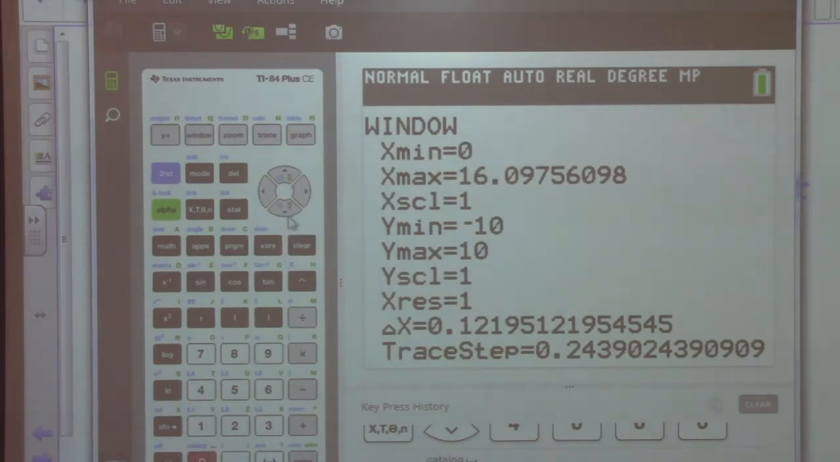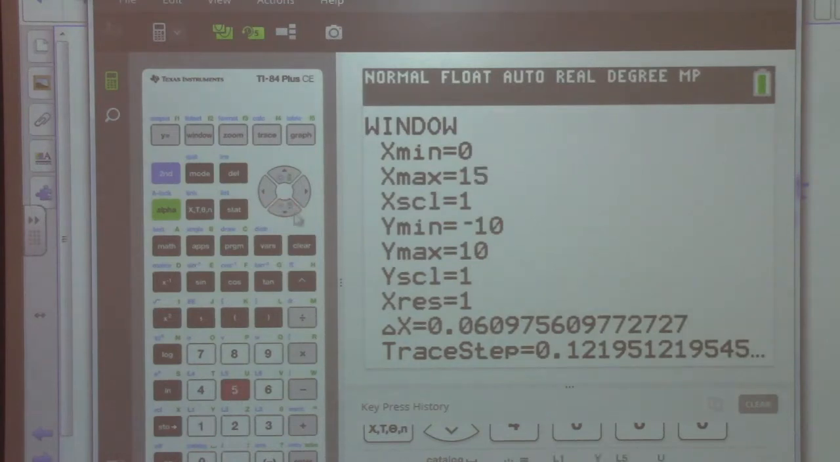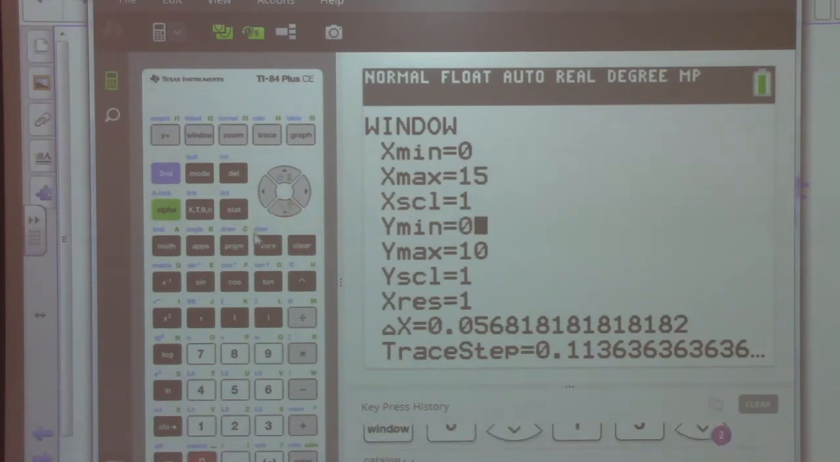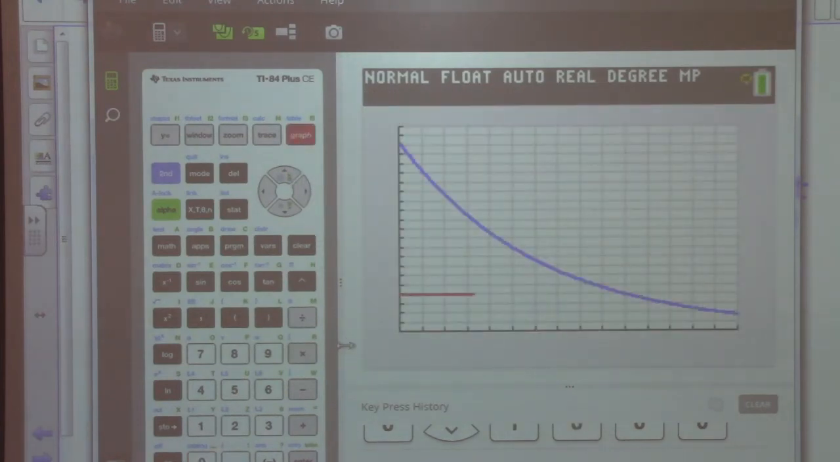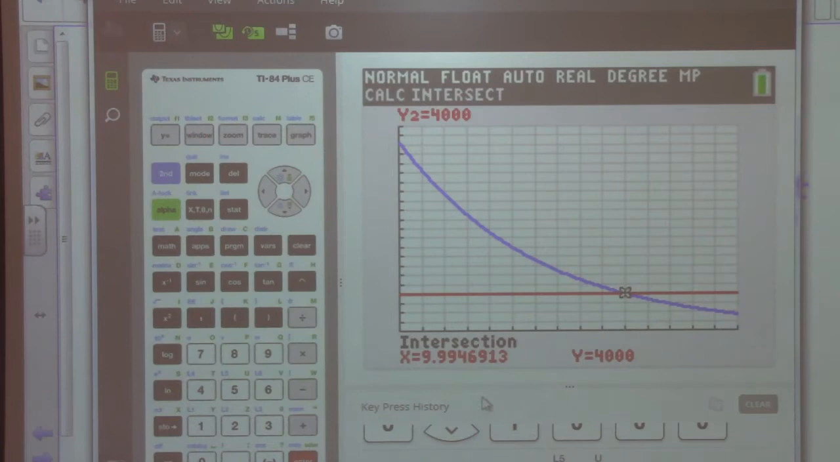I'm going to go from 0 to 15, and that's the cheating I'm doing. I know we need that many years. Then I'm going to go from 0 to about 22,000, by thousands. So graph, and you have something like this. Second trace. Okay, good. So how many years? 10 years. She was right.